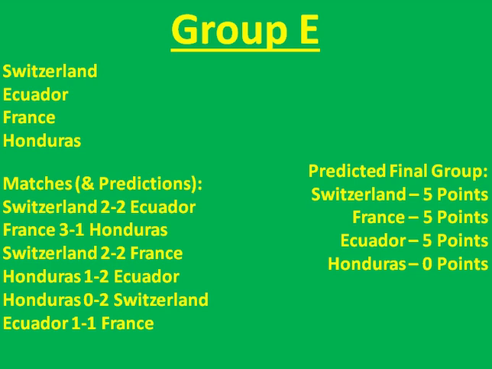And then Honduras losing to Ecuador 2-1. Switzerland beating Honduras 2-0 and a 1-1 draw between Ecuador and France. Maybe France stumbling a little bit at the last. And then the predicted final group leaves 3 teams on 5 points, but going through on goal difference are Switzerland and France, and Ecuador and Honduras leave the tournament early.